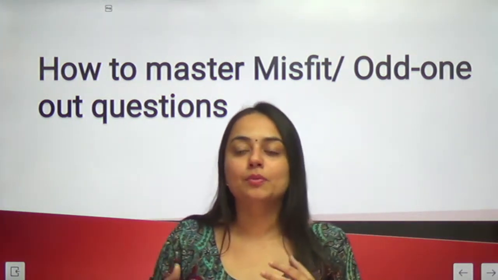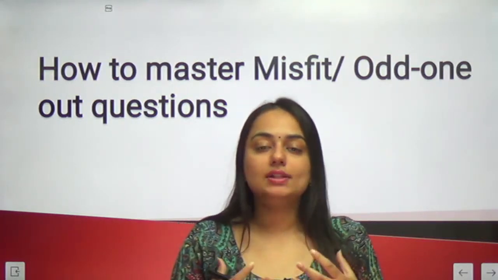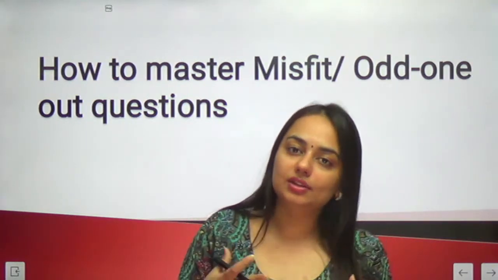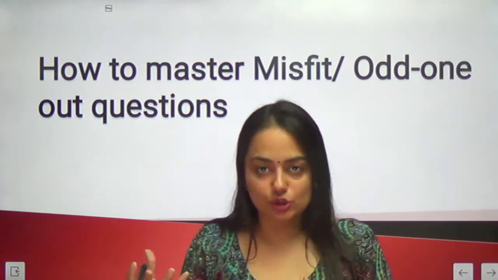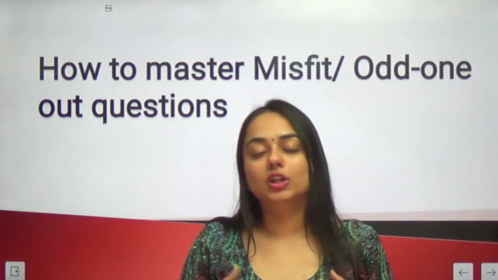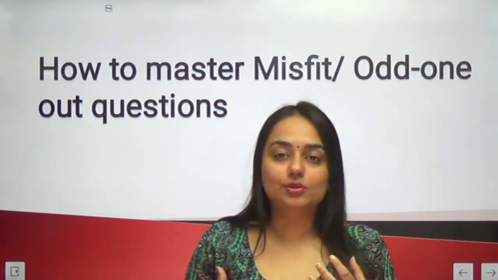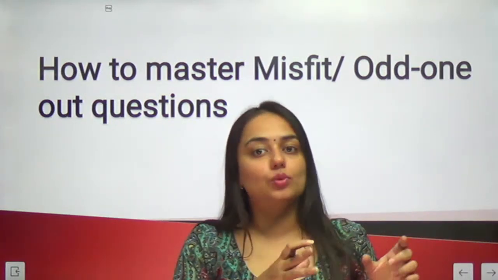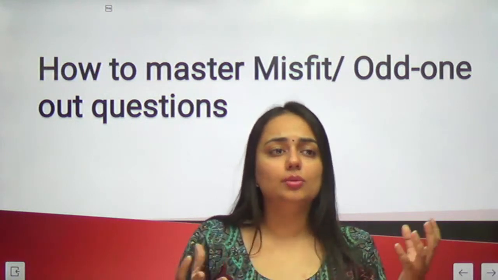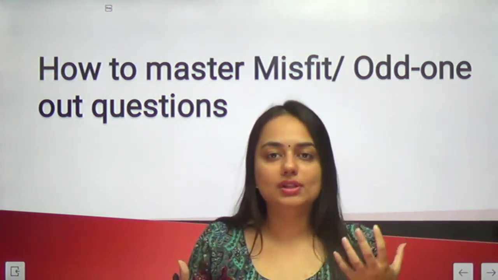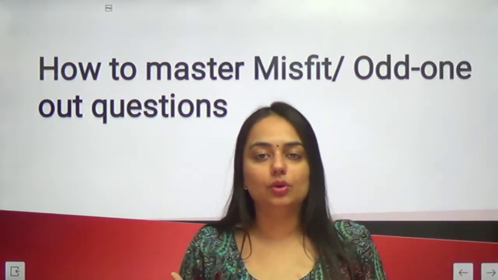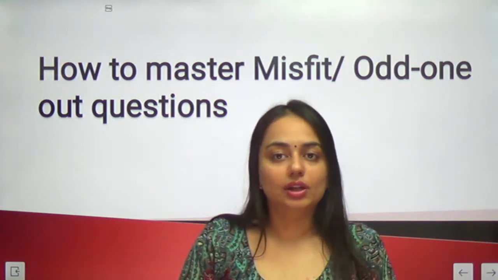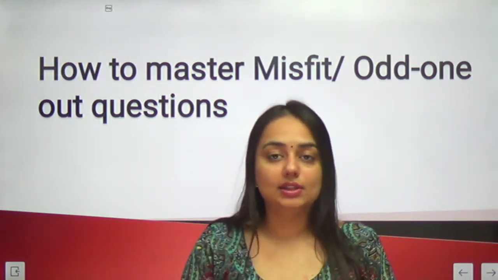For example, let's say all the sentences are talking about Rabindranath Tagore's contribution towards literature, and one of the sentences is talking about Rabindranath Tagore's contribution towards Indian politics. The sentence with the politics will be the odd one out because it is talking about a different aspect, though about the same subject. So that will be the odd one out. In the CAT exam, you will most probably get this type of question.